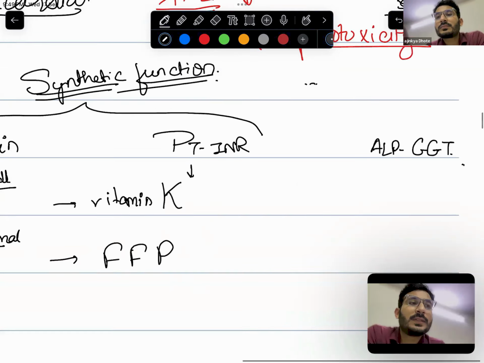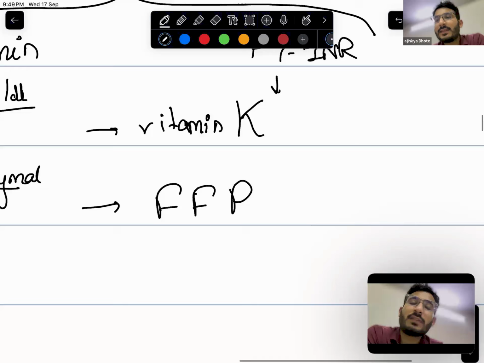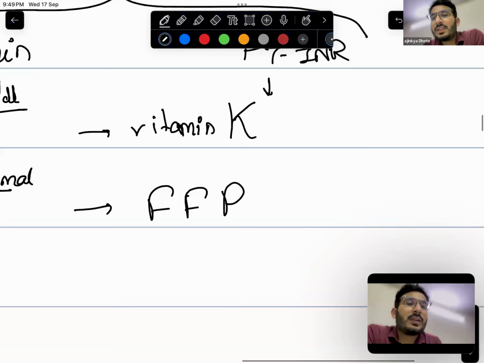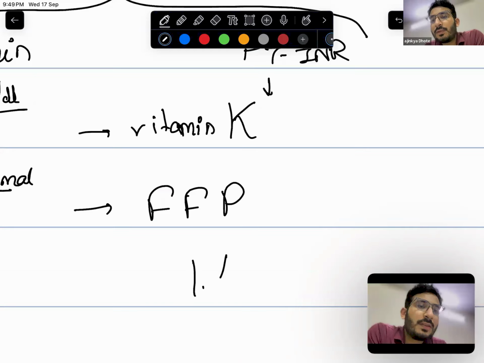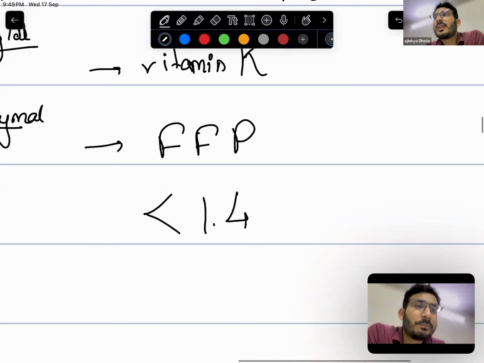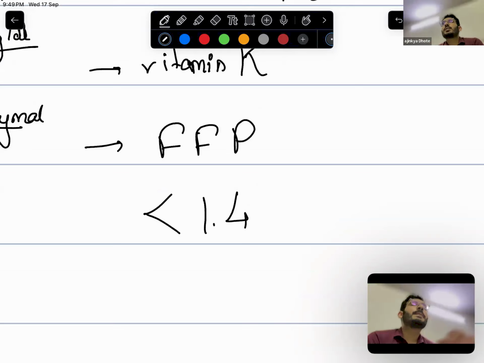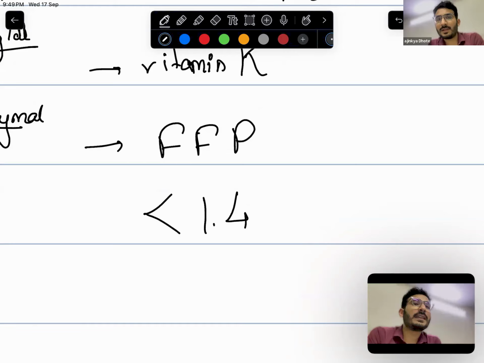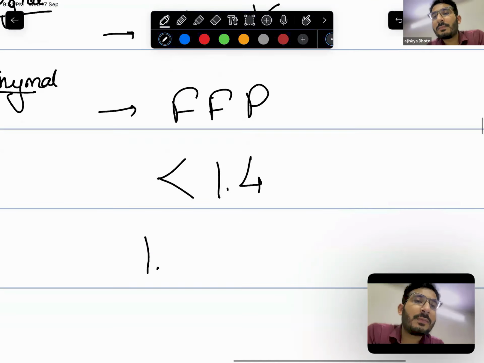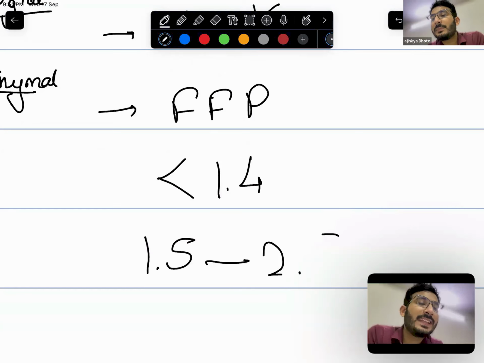One more thing about INR is important. We usually consider a normal INR to be less than 1.4. Whenever we are treating a patient with deep venous thrombosis or a patient who recently had a valve replacement, these patients need to be in an anticoagulant state, as we don't want them to be in a prothrombotic state. So we try to maintain an INR of 1.5 to 2.5 in these patients.